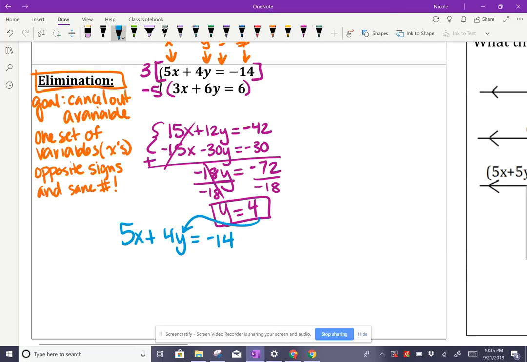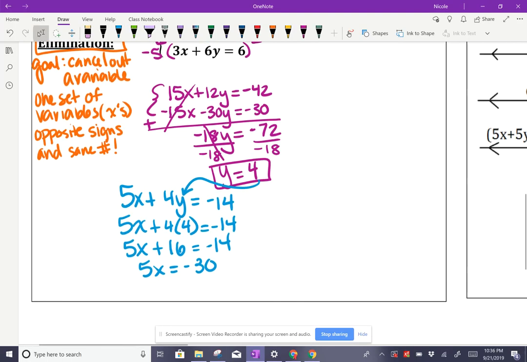And I'm going to take that 4 and plug it in. So 5x plus 4 times 4 equals negative 14. 5x plus 16 equals negative 14. I'm going to subtract that 16 out, and we've got 5x equals negative 30. And then when we divide out, we find that x is equal to negative 6.